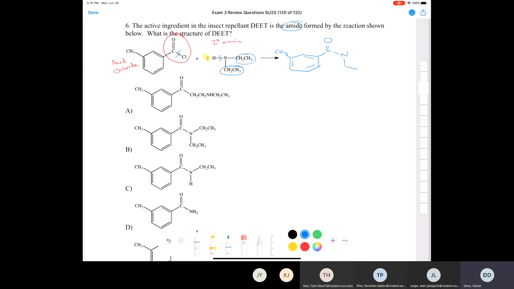So I'm going to draw those in as bond line structures like this and put in my lone pairs just to have a really nice structure. And if you look at all of these, you can see A is this compound, B is this one, C is this one, D is this one, so on and so forth. And the one that matches this would be B.